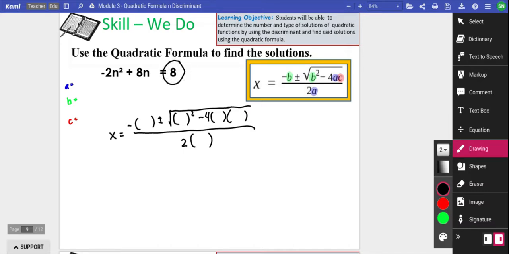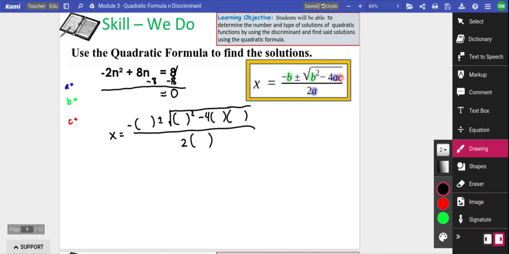In this case, this side is not equal to 0, so we have to move that 8 over to make it equal to 0. I will be subtracting 8 from both sides. 8 minus 8 becomes 0. Now we are ready to start because this side is 0.